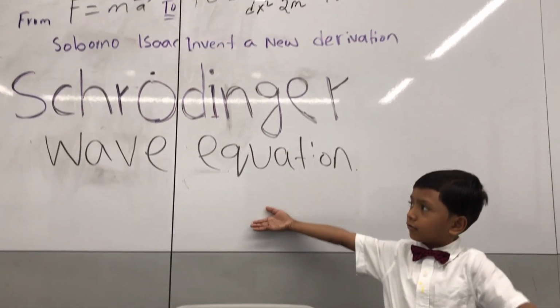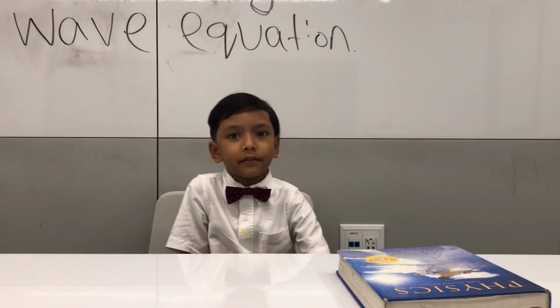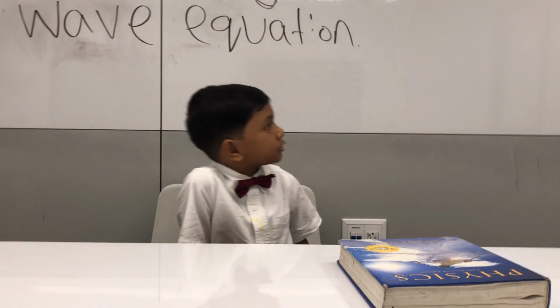Schrödinger wave equation. Let me tell you a story. The Schrödinger wave equation, invented by Austrian physicist Erwin Schrödinger, who won the Nobel Prize in 1933. The Schrödinger wave equation set the foundation of quantum physics immediately. Bad news is that quantum physics is kind of hard, and Schrödinger's wave equation is even harder.